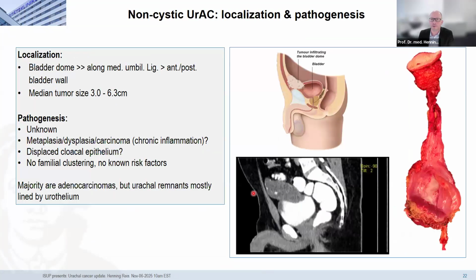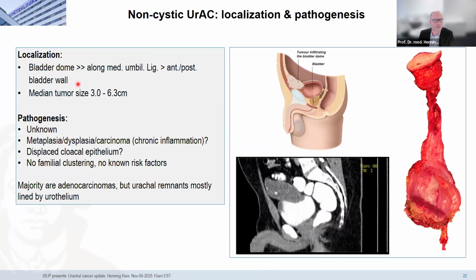The localization of non-cystic urachal adenocarcinoma is usually in the bladder dome, very rarely along the median umbilical ligament or the anterior or posterior wall of the bladder. Median tumor size is 3 to 6.3 cm. We don't know the pathogenesis. I already talked about this a little bit.